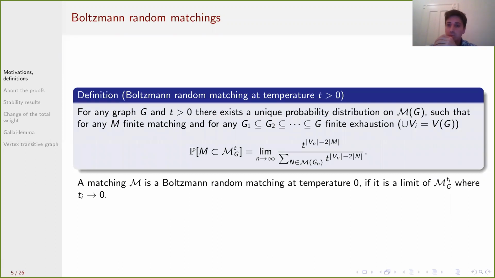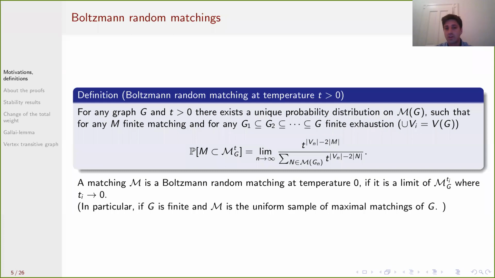Okay. So as you can already guess, we have this nice physical view for matchings that there is a temperature parameter t, and the maximal matching will correspond to the zero temperature Boltzmann matchings. At least for finite graphs, you can easily see that it really gives you back the uniform random maximal matching in the graph G. So if you let t go to 0, this probability distribution on the matchings will converge to a uniform random maximal matching of G.